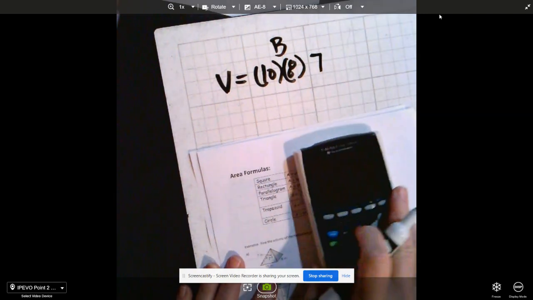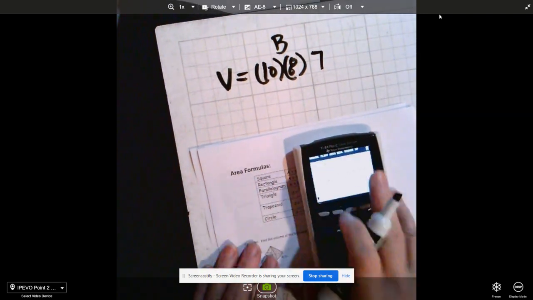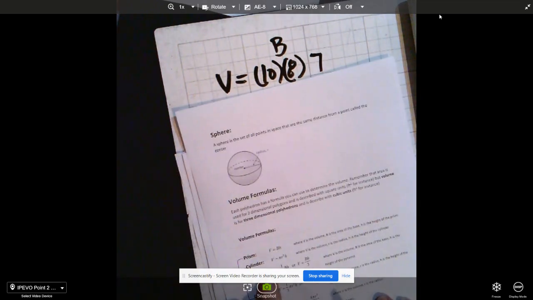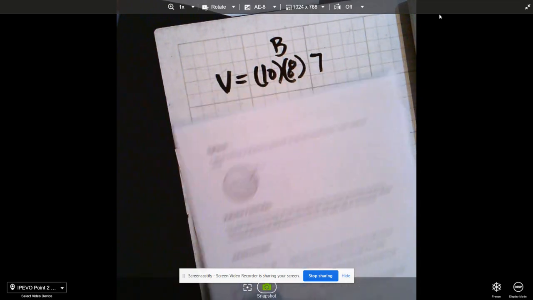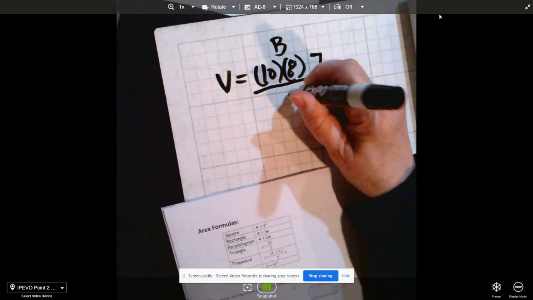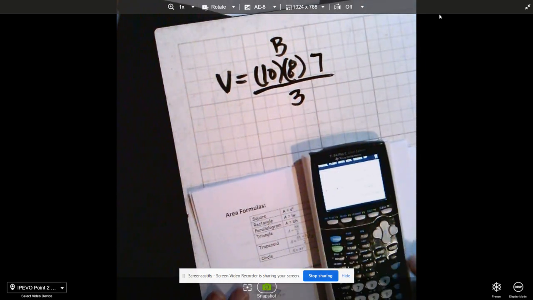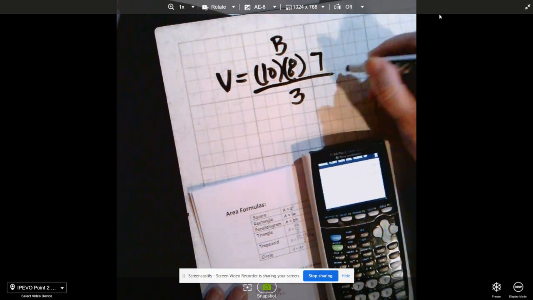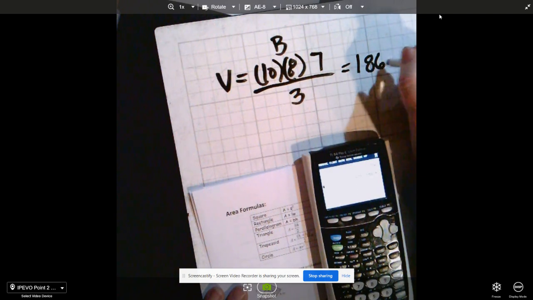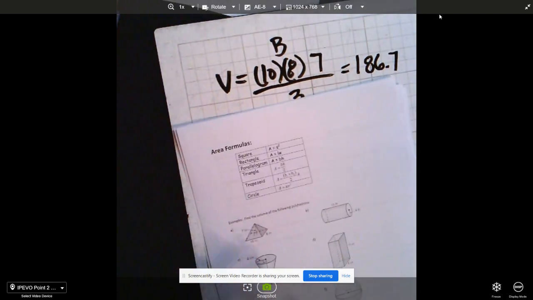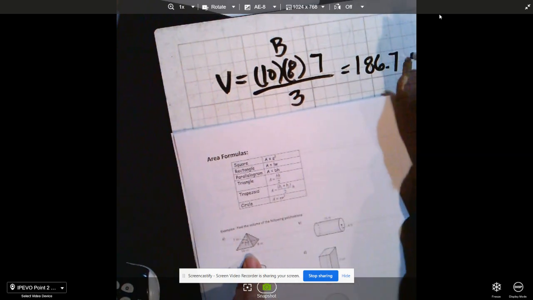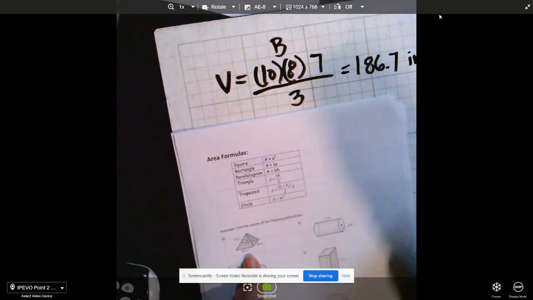So I'm just going to take my calculator. Oh, and of course I have to divide it by 3. I forgot that, because we're talking about a pyramid. So I'm going to go 10 times 8 times 7, and then divide that by 3, and you'll get 186.7. And remember now, because you're talking about volume, it's always cubic units. So this will be inches cubed.